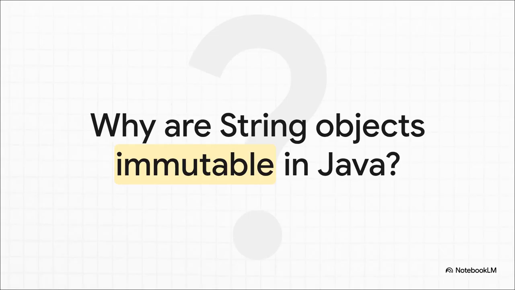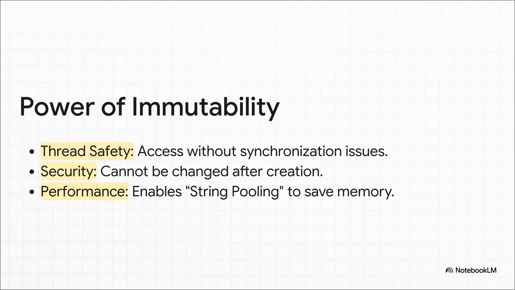Okay, here's a great one that tests your deeper knowledge. Why are string objects immutable in Java? Meaning, once you create a string, why can't you change it? It sounds like a limitation, but there are some really powerful reasons behind this design choice. The big thing to remember is that immutability is a feature, not a bug. First, it makes strings automatically thread safe. If multiple threads are reading a string, you never have to worry about one of them changing it. It also boosts security for the same reason.